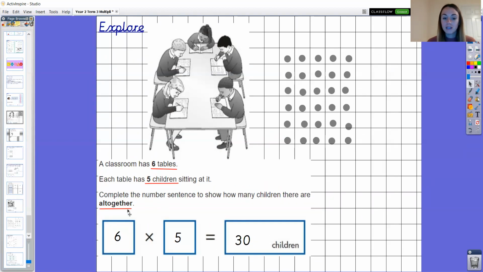Brilliant. So our multiplication, let's say it together using the word times. 6 times 5 equals 30. Brilliant. Well done, year 2. When solving a question like this in your book, it'd be amazing to write that sentence we practice saying together as well. So there are 30 children all together.